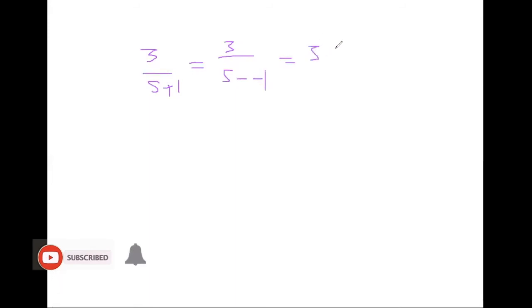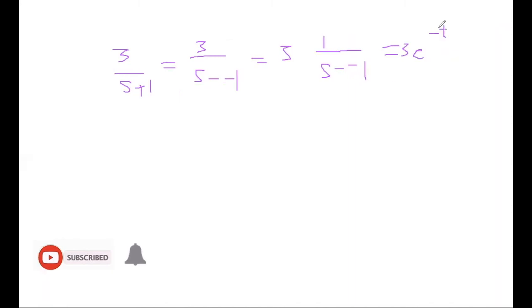So we have 3 over s plus 1. You write the plus 1, so we have 3 over s minus 1. So it's equal to 3 times 1 over s minus 1. And this is equal to 3e. And this is negative 1, so it becomes minus 1 or minus t.